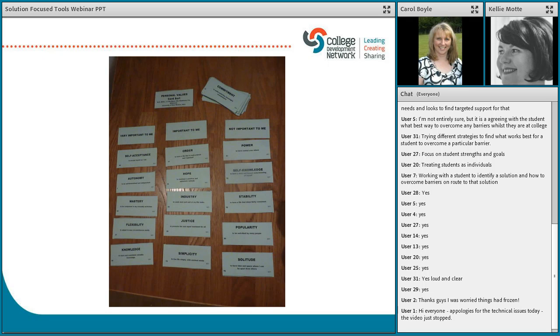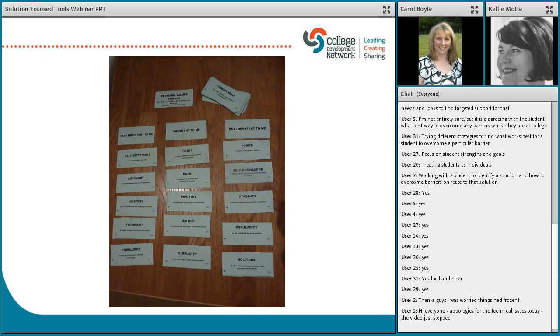Basically, you get a load of cards, and it will be sheets that you can print off and cut up, and you create 3 columns. So very important to me, and not important to me. And people spend 10 to 15 minutes sometimes, if you've got the time. They can just do it themselves, and they can sit and just pop these down. And then you come together afterwards and can have a look at how the things that are important to someone, how that might guide you in finding a solution.